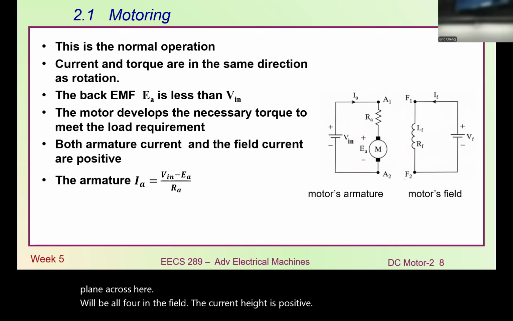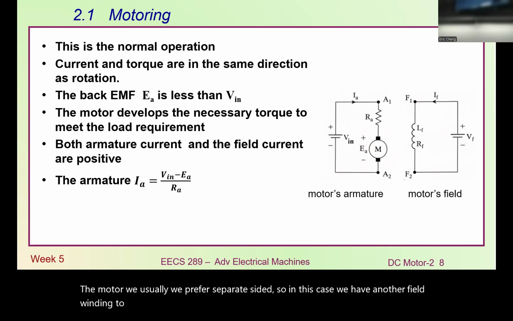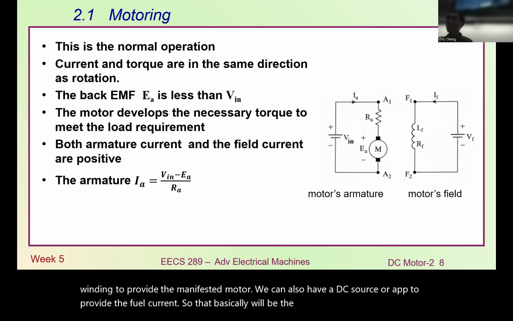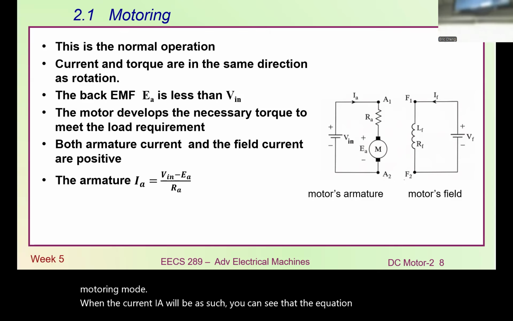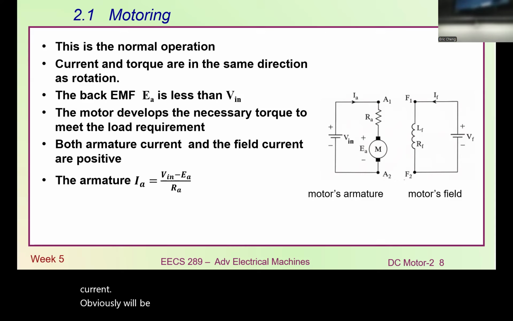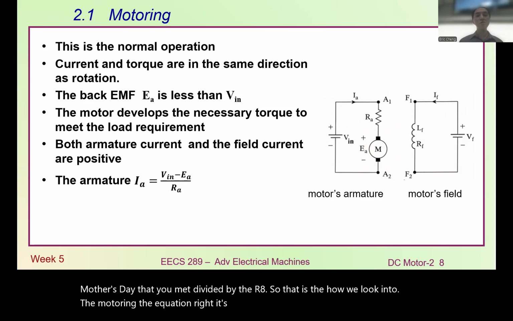For the motor, we prefer separately excited. In this case, we have another field winding to provide the magnetic flux to the motor. We can also have a DC source to provide the field current. That basically is the operation for the so-called motoring mode, and the current IA will be as such. You can see that the equation for armature current is the input voltage from the DC source minus the back EMF, divided by RA. That is how we look at motoring, the equation, right? It's very simple and straightforward. That's all the basic operation.